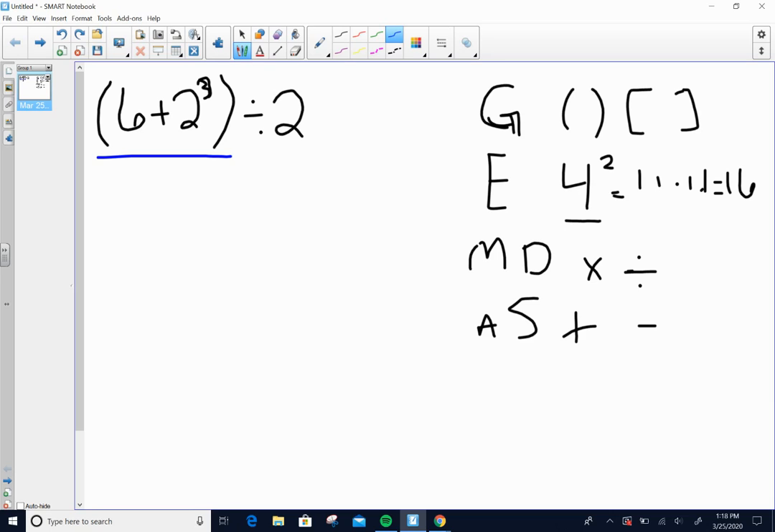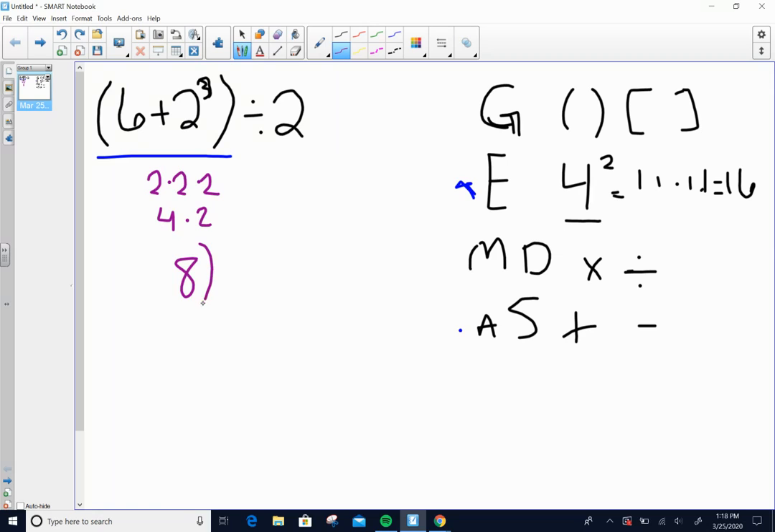In order of operations, exponents come before addition and subtraction, right? So I need to do my 2 to the third power before I take my addition there. So I want to go ahead and do that exponent part. And 2 to the third power means I'm multiplying 2 three times. So I'm taking 2 times 2 times 2. 2 times 2 is 4, times another 2 gives me 8. So I know that 2 cubed is 8.